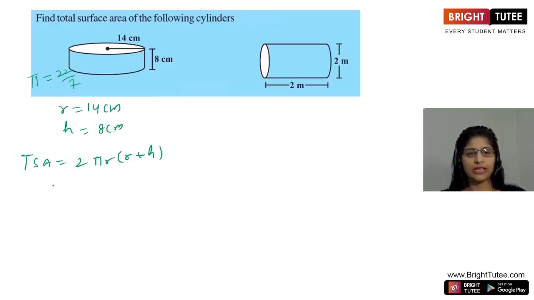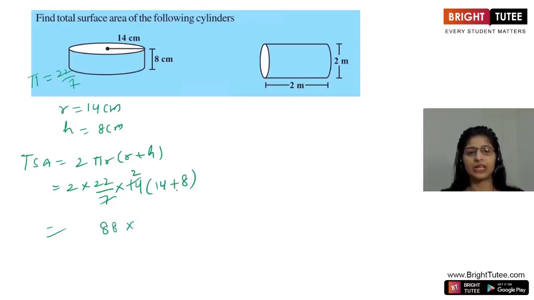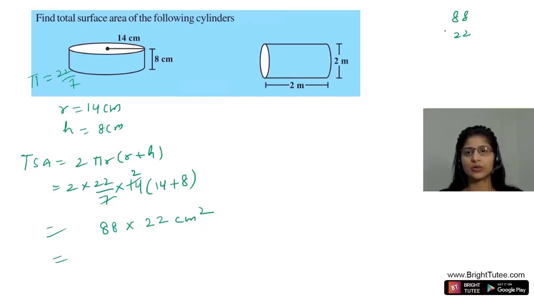Now we will write 2 into 22 upon 7 into r. R is how much? 14. So 14 plus 8. Just see, 7 2s are 14. We get 2 into 2 is 4. 4 into 22 is, just see, 88, into 14 plus 8 is 22. We can multiply these two. Yes, 88 and 22, multiply them.